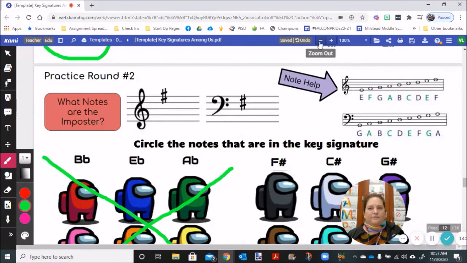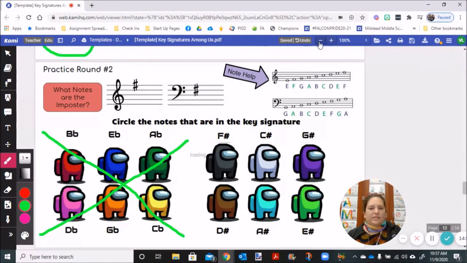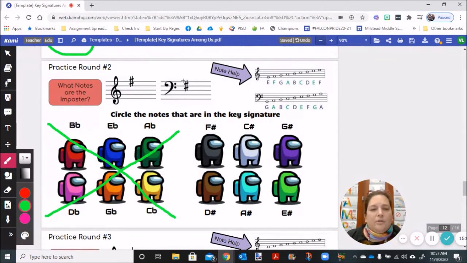So in treble clef, we need to figure out what note lives on the 5th line. In bass clef, what note lives on the 4th line. That's going to be the name of our imposter. What is it?